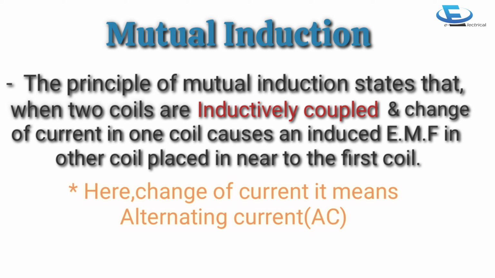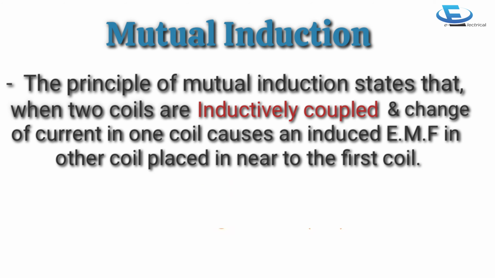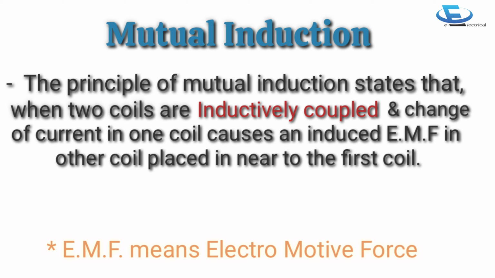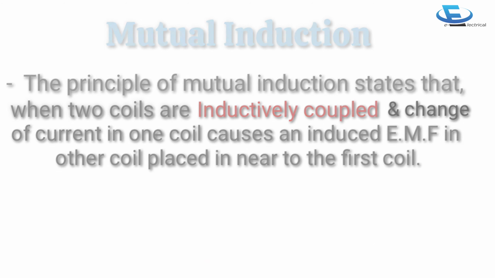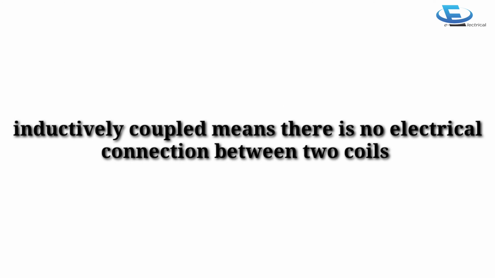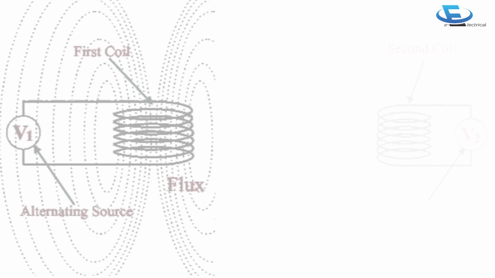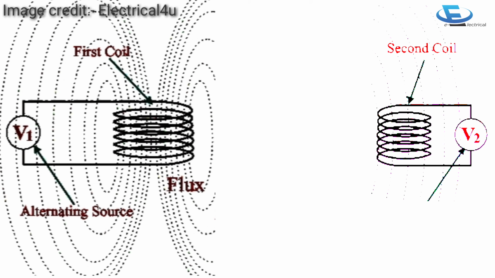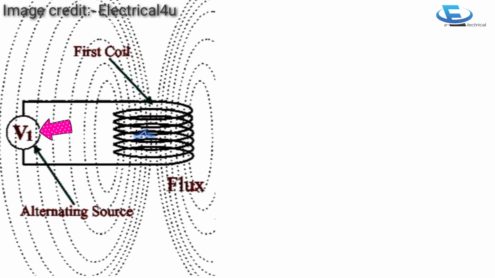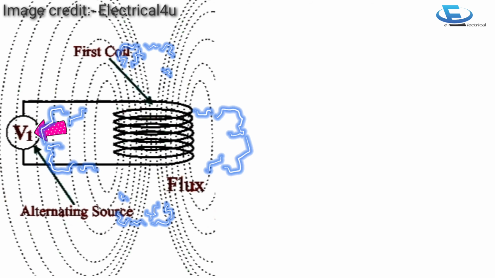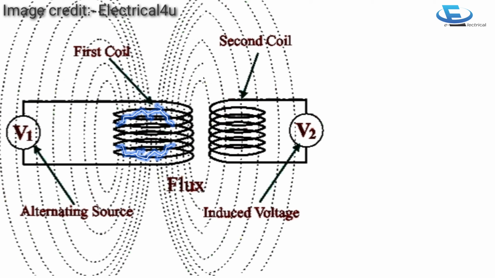So, what is it saying? Suppose I am placing two coils together without having any electrical connection between them, then this is called inductively coupled. Let's understand it diagrammatically. Consider two coils, and one of the coils is excited by an AC supply and it will generate magnetic flux around it, and the second coil is placed near to the first coil, then EMF is induced in the second coil. This concept is called mutual induction.